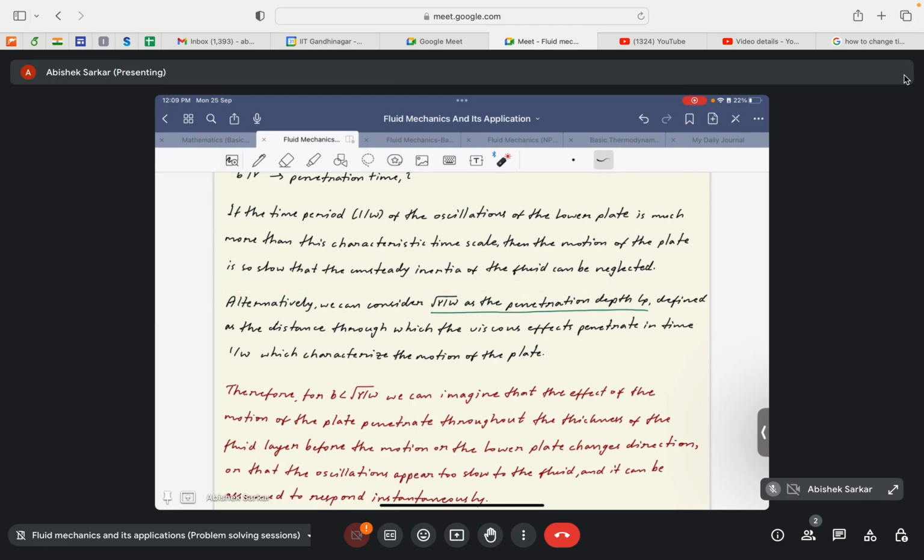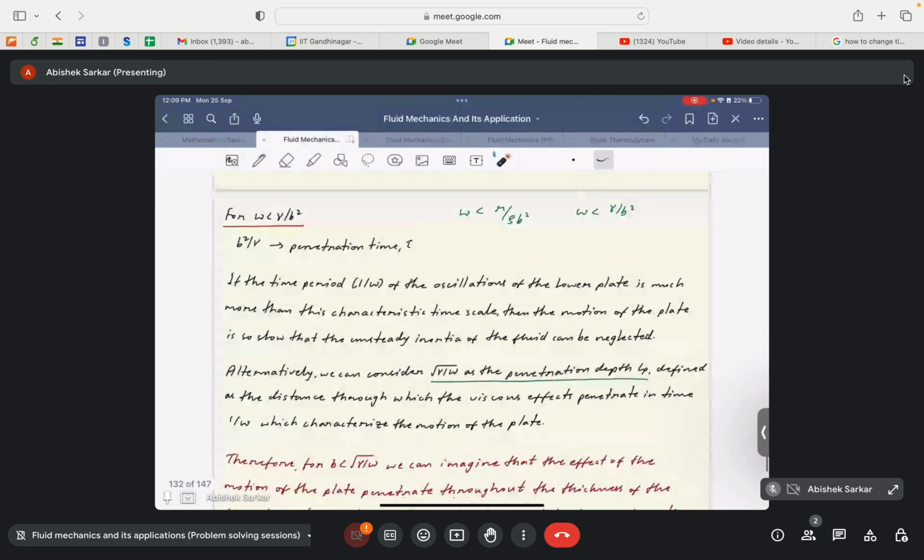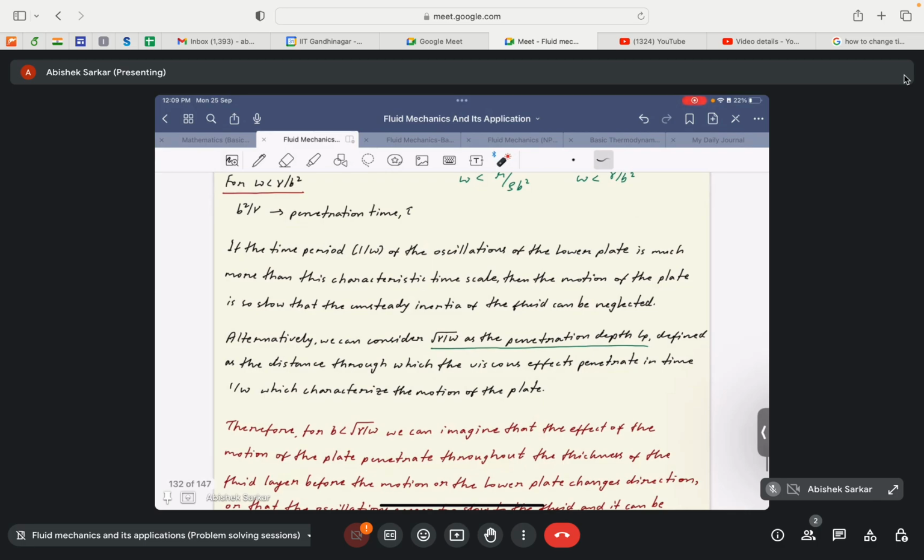This is a very important observation, or conclusion. Omega less than nu by b square essentially tells us that omega is less than 1 by tau. So what they are claiming here is that if the time period, 1 by omega, of the oscillation of the lower plate is much more than the characteristic time scale, or if the frequency of the oscillation of the lower plate is much lower than the characteristic frequency of the motion of the plate.